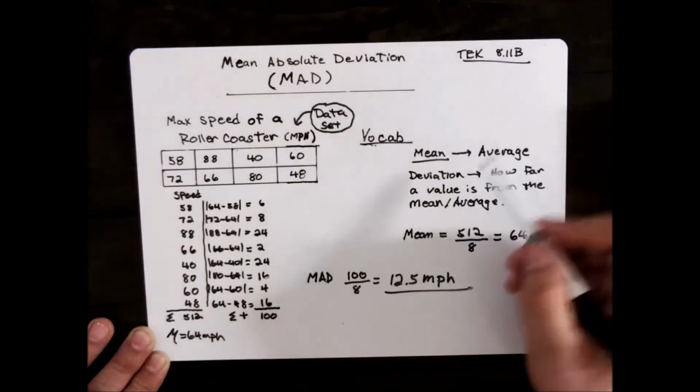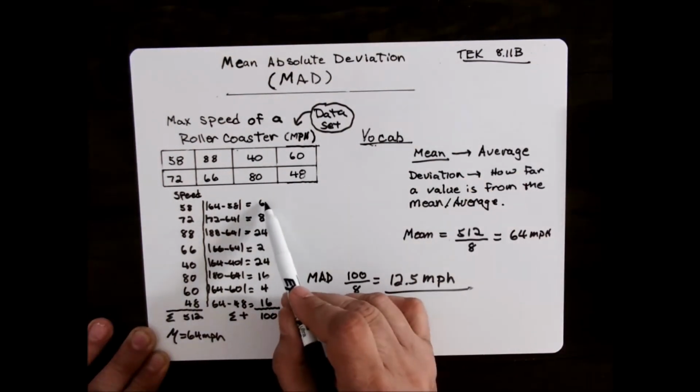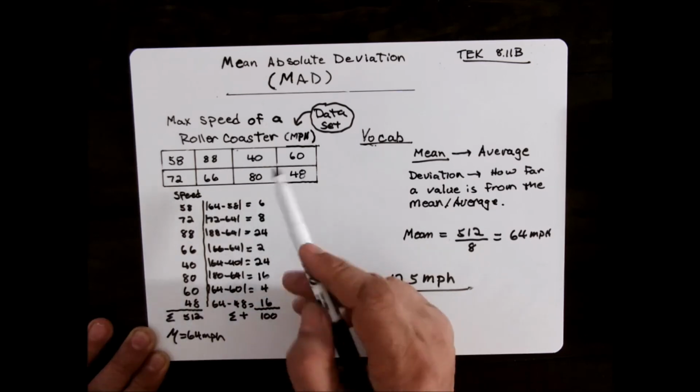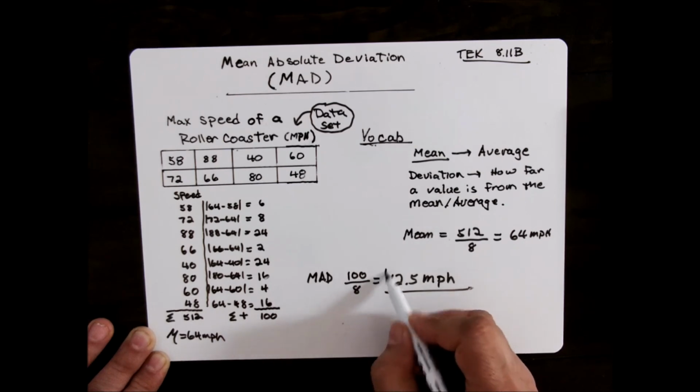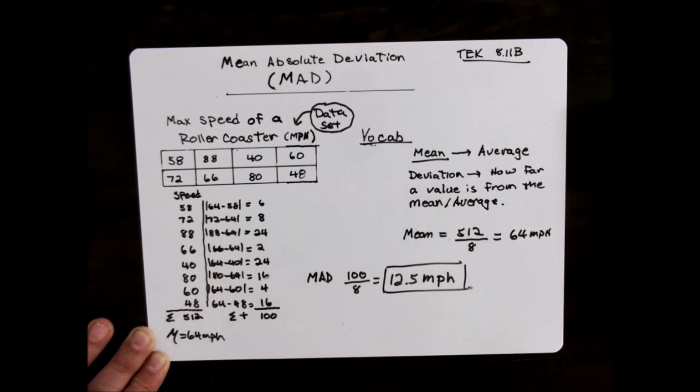Okay, so remember, mean is average and the deviation is how far these are from the mean, and then you just take the average again of the deviations to get your mean absolute deviation value of 12.5, and we put a box around it and we are done.